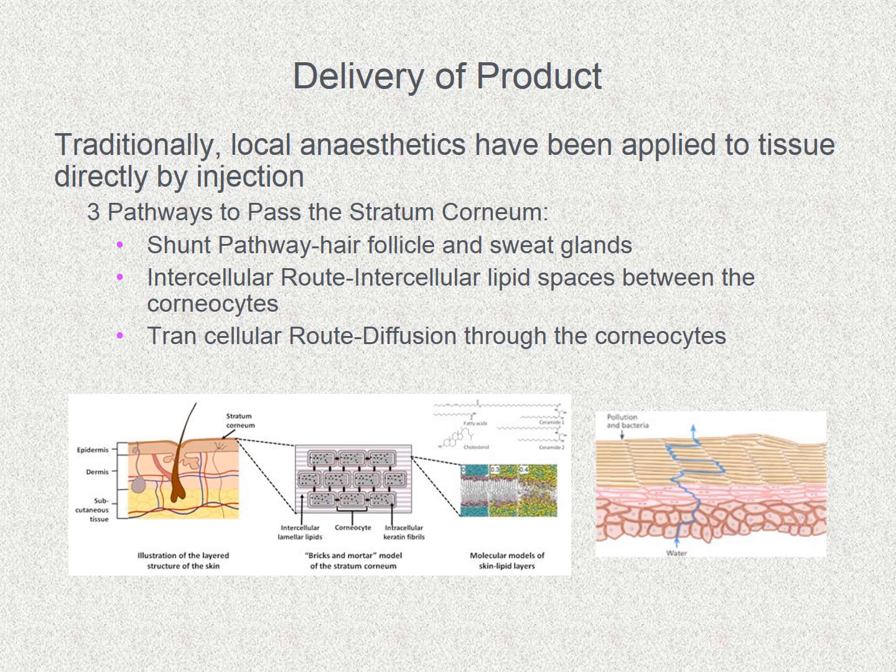Now, when we apply a product topically, we normally have three ways to get through the stratum corneum. There's the shunt pathway, so that's where it gets through the hair follicle and the sweat gland, and that's quite a useful mechanism for larger molecules that we want to get through. Of course, whilst that can give us direct access through into the dermis, it's a very small part of the surface area of the skin. The other route is the intercellular route. That's where the product can penetrate through the intercellular lipid spaces between the corneocytes within the stratum corneum. And then the other route is that it actually diffuses through the corneocytes.